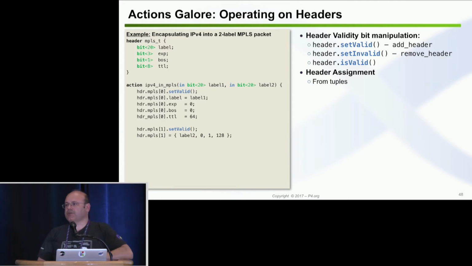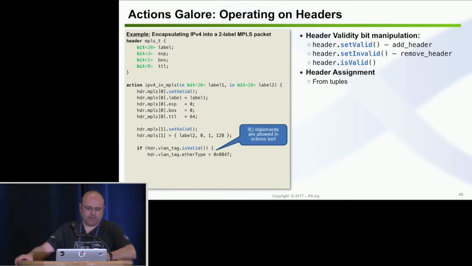And here I show that I actually don't necessarily have to assign fields one by one. I can just use a tuple to assign them all together. Ultimately, for the compiler, it's probably the same thing, but I just wanted to demonstrate a different syntax that is available for you in the language. And the last thing I need to do is change my ether type, because it shouldn't be 800 anymore, it should be 8847.